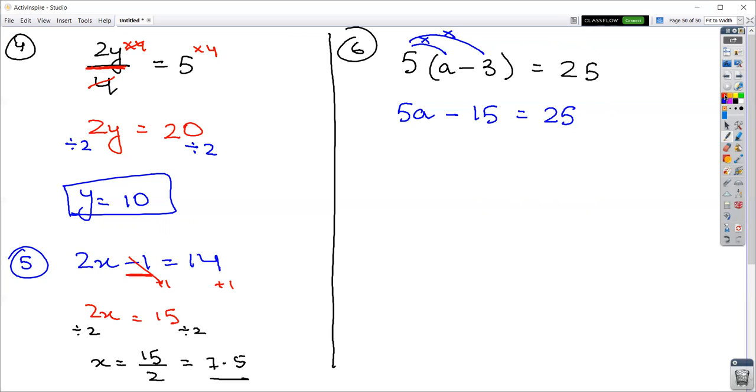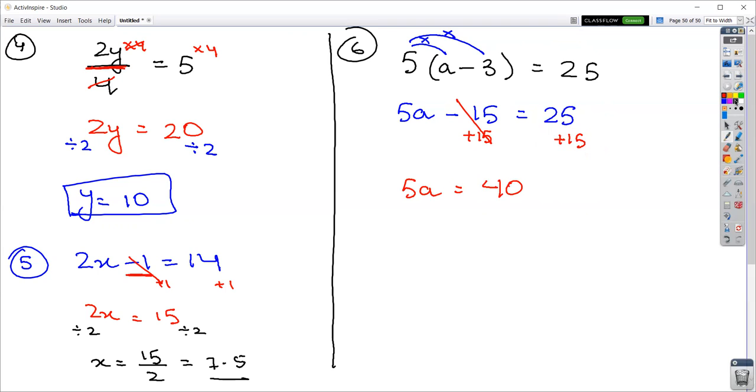Now as I said, we have got two numbers written on the left hand side. We have got this 5a and this minus 15. We always try to eliminate the number which is not written with a. So the inverse of this minus 15 would be plus 15 on both the sides. Then minus 15 and plus 15 will go. You're having 5a equals, and when you do 25 plus 15 would be 40.